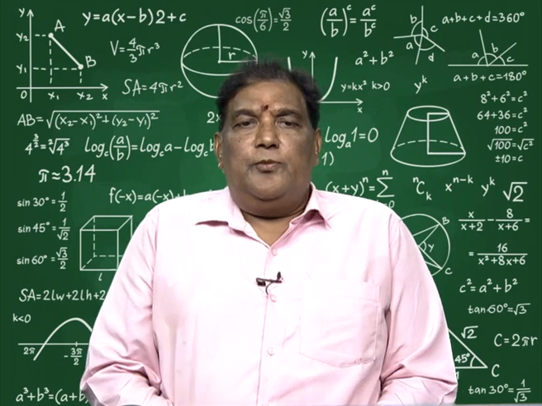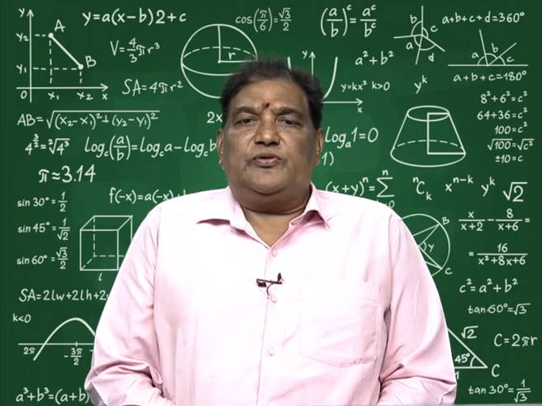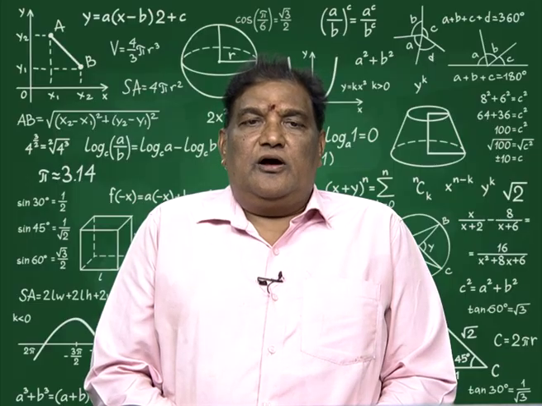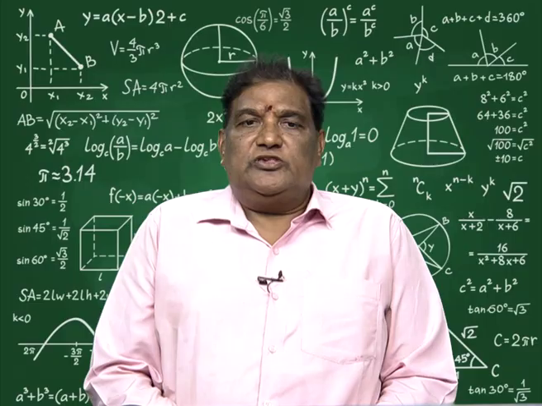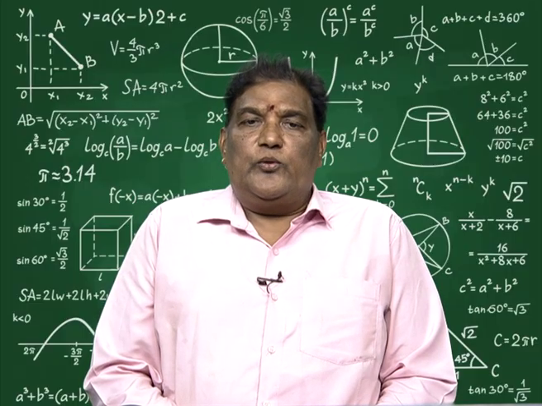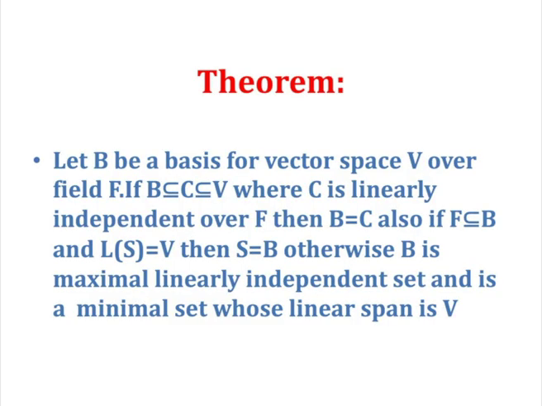Theorem: Let B be a basis for a vector space V over a field F. If B is a subset of C, which is a subset of V, where C is linearly independent over F, then B equals C. Also, if S is a subset of B and L of S equals V, then S equals B. Otherwise, B is a maximal linearly independent set and is a minimal set whose linear span is V.